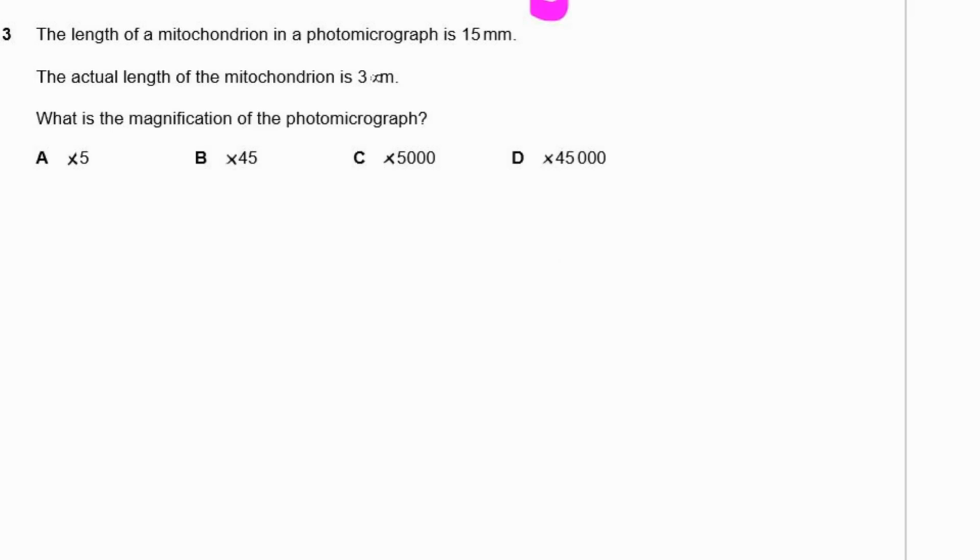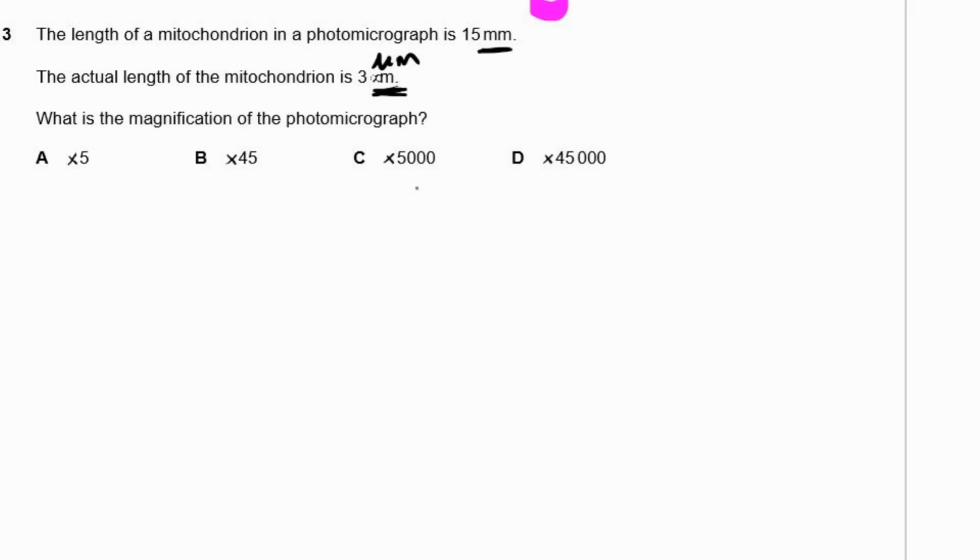Question 3. The length of a mitochondrion in a photomicrograph is 15 millimeters. The actual length of the mitochondrion is 3, that's actually micrometers. It just isn't showing up very well. Micrometers. What is the magnification of the photomicrograph? Okay, so first of all, micrometers and millimeters are obviously not the same thing. Now, it doesn't matter if you convert millimeters into micrometers or micrometers into millimeters, as long as they're the same unit.